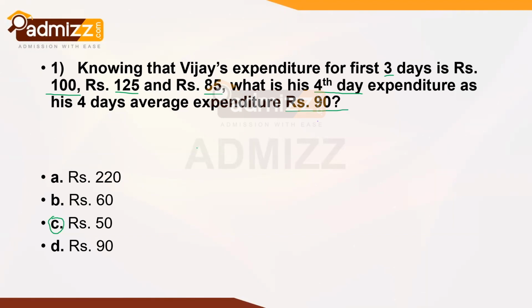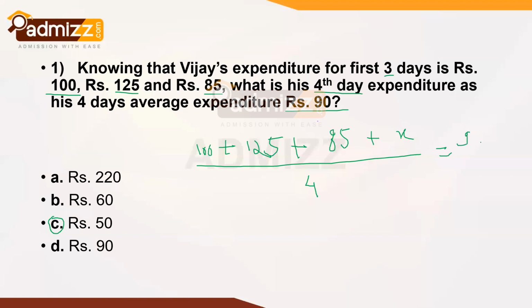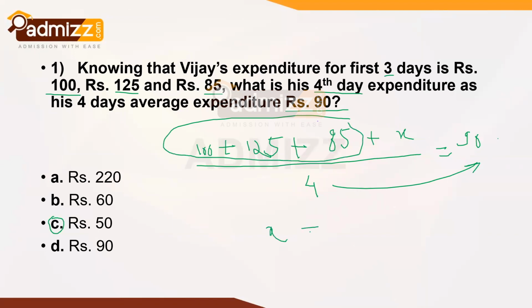Now we know the formula for average, that is sum divided by the number of quantities. So I'll be taking a sum of all of these, 100 plus 125 plus 85 plus, let's say, X for the expenditure of the fourth day, which we have to find, divided by 4, because we've got 4 quantities in the numerator, is equal to 90. Now, after you solve this, you multiply 4 to the right-hand side, then you subtract the known values from it. What you get is X is equal to 50, right? This is fairly straightforward. Did everyone get this? Was this clear to everyone?